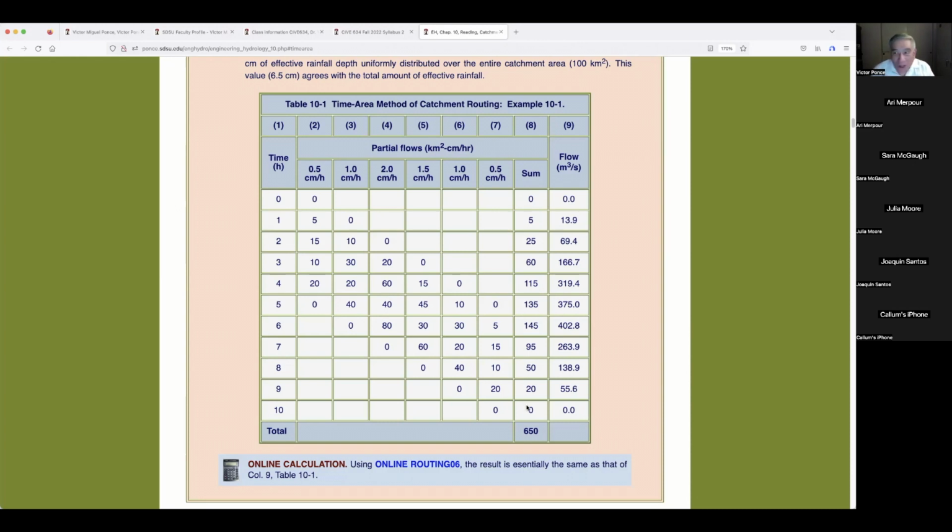Why mass conserving? Every method that we route has to be mass conserving, because if it's not mass conserving, it's no good. What are you talking about, mass conserving? Do methods not conserve? And the answer is yes.